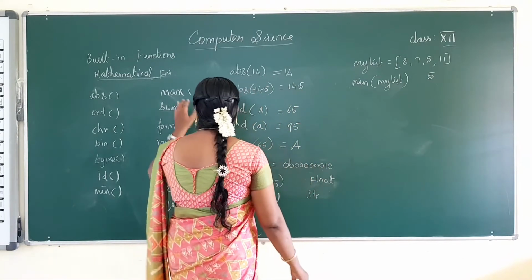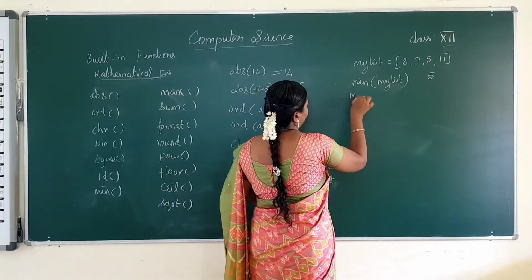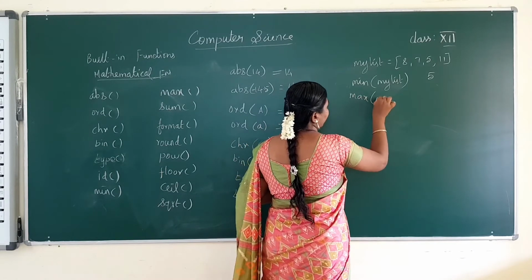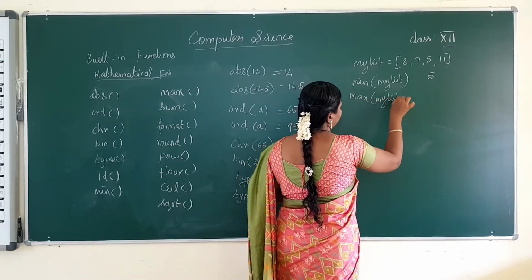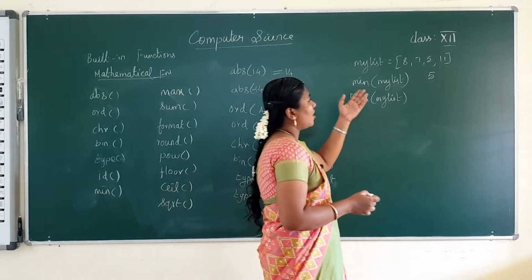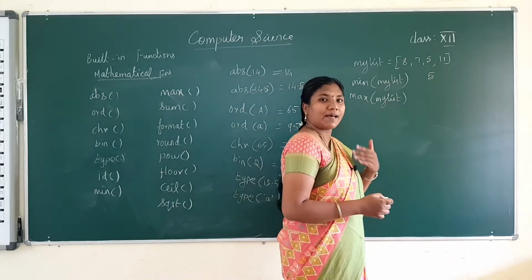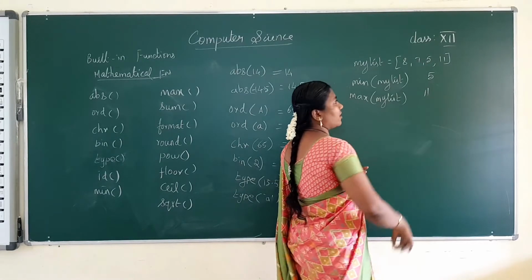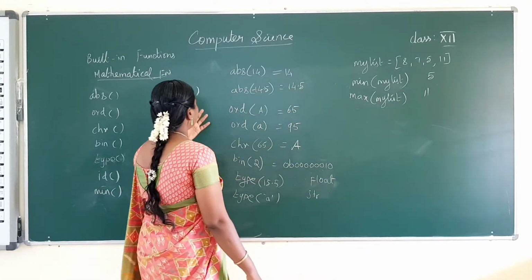And the next one, maximum function. In maximum also it is the same thing. If I give the maximum of my list, what will be the answer? Among the 4 numbers, which one is the maximum? That is 11. So it gives the maximum among the specified values.